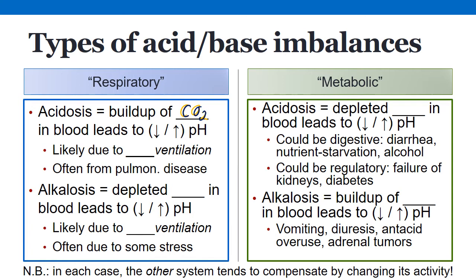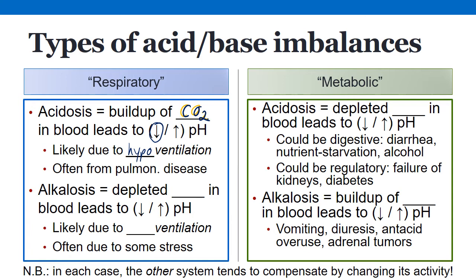A buildup of CO2 in your blood leads to, what would CO2 do? It's going to make your body more acidic, so it's going to decrease the pH. If there's a buildup of CO2, that's likely due to hypoventilation, often from some sort of pulmonary disease. For example, asthma can often lead to respiratory acidosis.